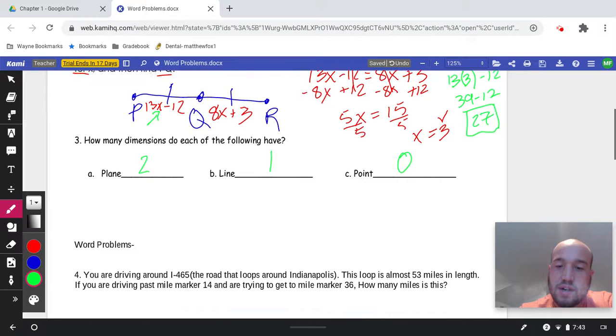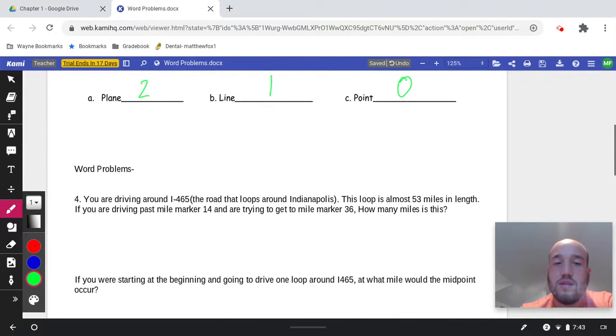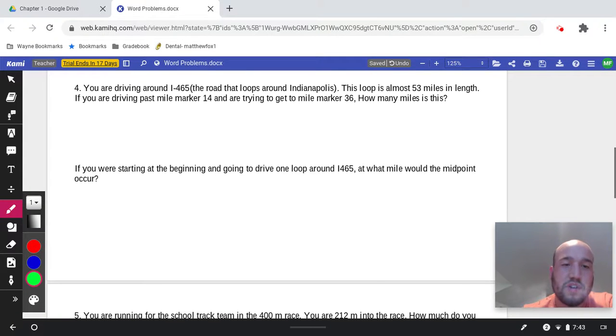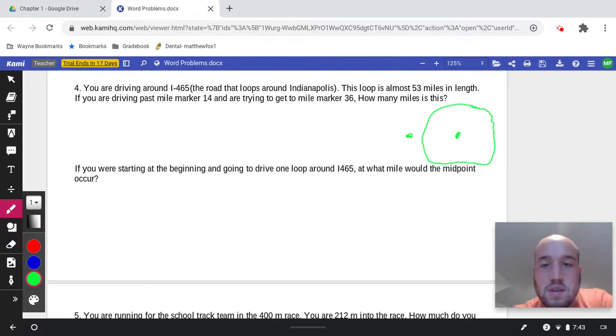All right, now we are starting to get to some of the more wordy problems, a story problem type of scenario. In this first one, you're driving around I-465, the road that loops around Indianapolis. Here's Indianapolis in the center. Ben Davis is somewhere over here, just a little bit west. This loop is 53 miles in length.